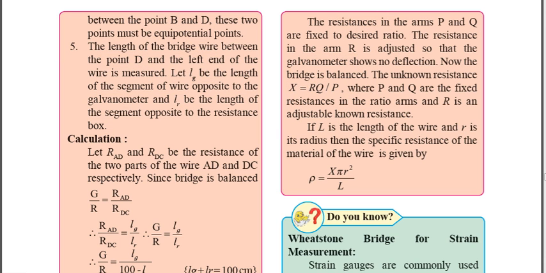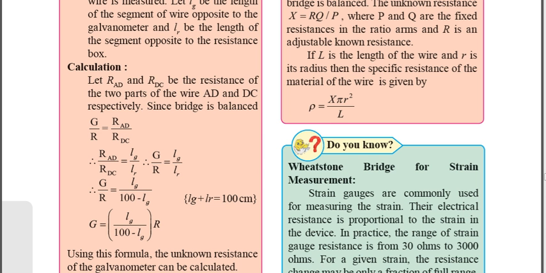So after that we can calculate the unknown resistance. So let RAD and RDC be the resistance of the two parts of the wire, that is point AD and in between DC. So RAD is the resistance between A to D point and RDC is the resistance between D to C point. Since the bridge is in balance, ठीक है, तो जब bridge balance होगा, RAD is the resistance between A and D and RDC is the resistance between D and C.